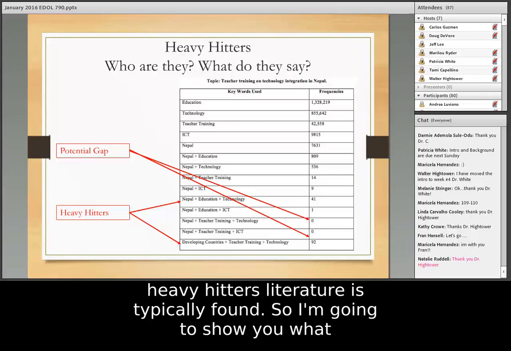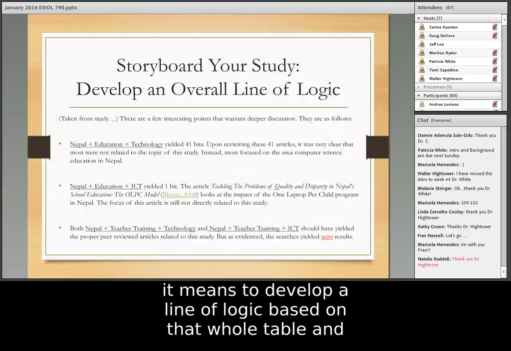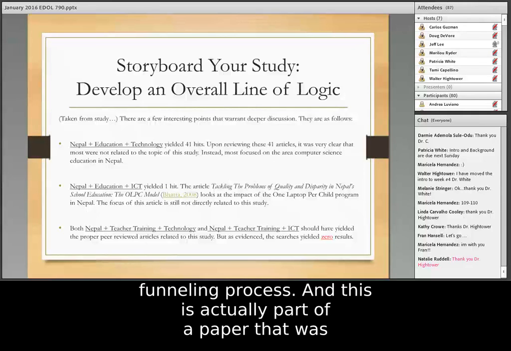Okay, so I'm going to show you what it means to develop a line of logic based on that whole table and funneling process. And this is actually part of a paper that was published.